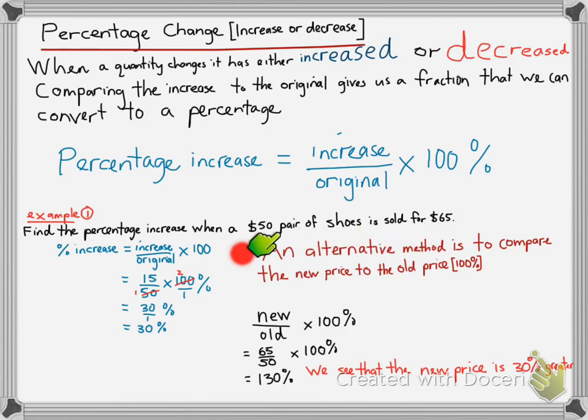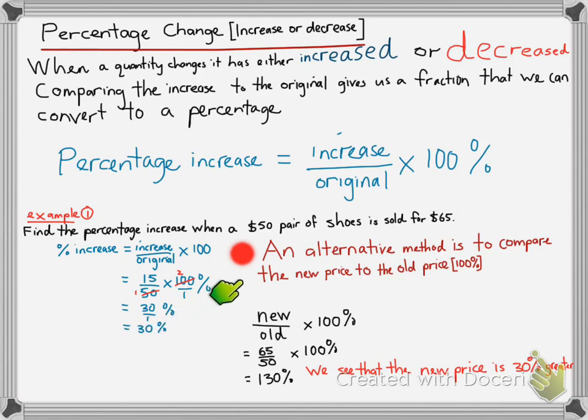So the first thing we notice is that the price has increased from 50 to 65. So we're going to compare that increase, which is $15, to the original price of $50. So I write 15 divided by 50 and I times by 100%. Now we can see that there's some cancelling that has occurred there. The 50 went into the 100 twice, and so we're left with 15 times 2, or 30, over 1. So that's a 30% increase.